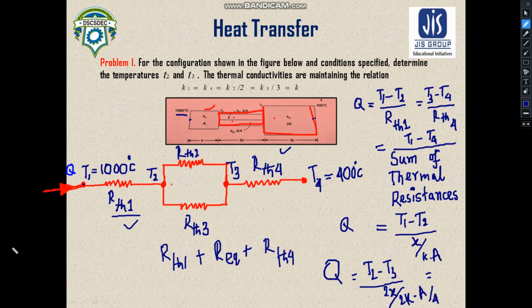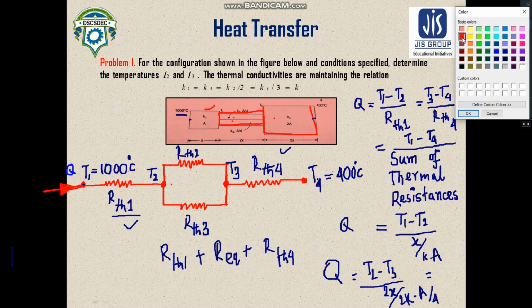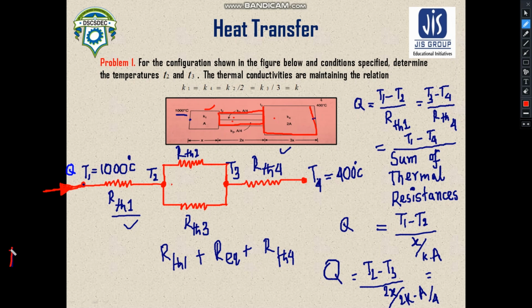But if we need to find these resistances, then what will be the formula here? RTH1 will be equal to 2x by Ka, right? I hope you are understanding it now. So RTH1 is x by Ka. Now what will be the value of this RTH2? You can see these two terms are alike. So it will be 4x by Ka. Okay, so it will be 4x by Ka.